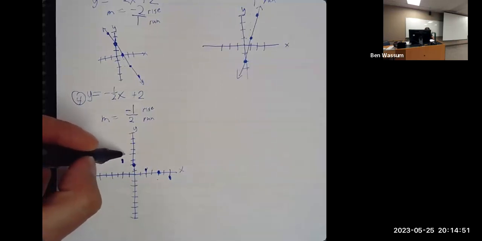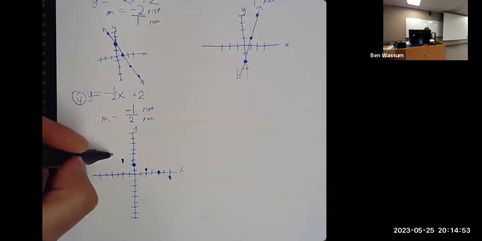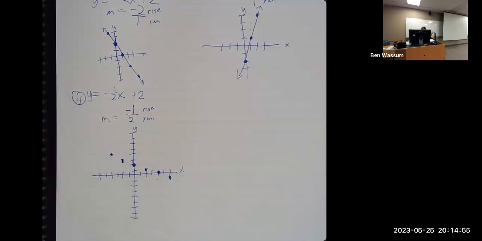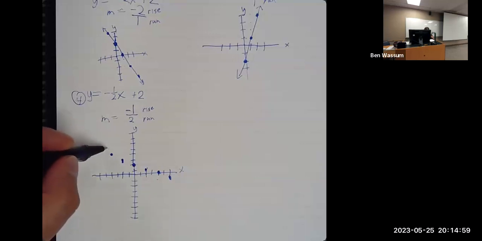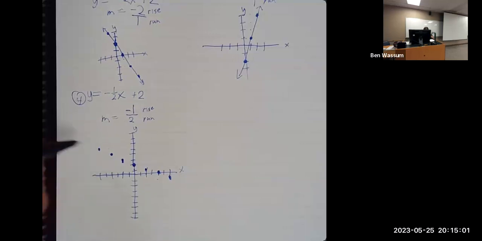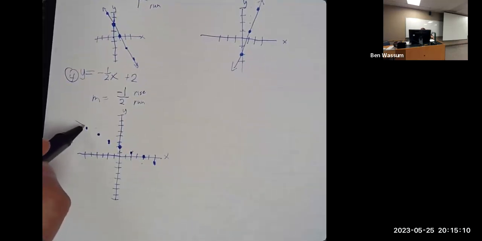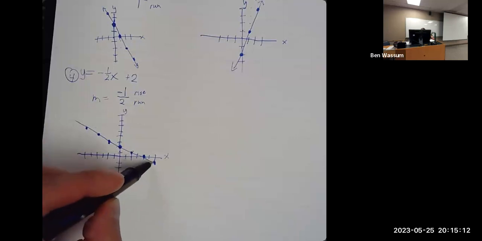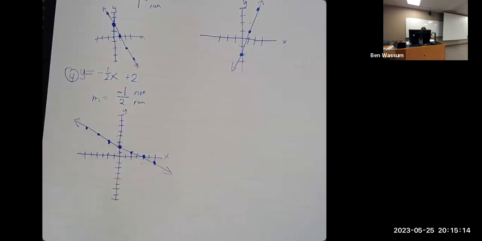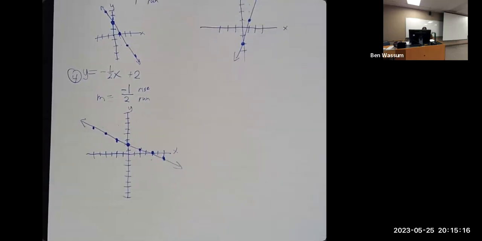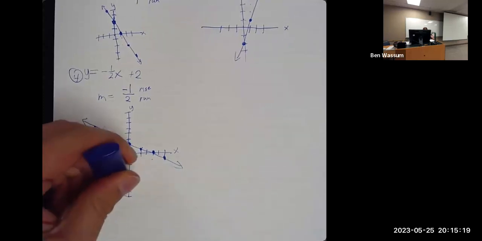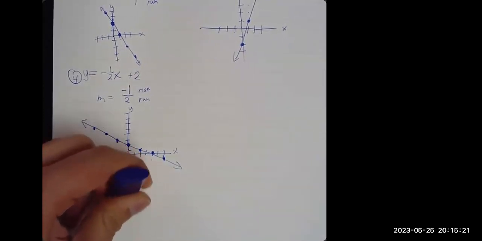There we go. I can do that as many times as I need to. See, we just got 7 points. That's a lot of points. Draw a line between them, and we are good to go. Not too bad, yeah? Much easier than the other ones.